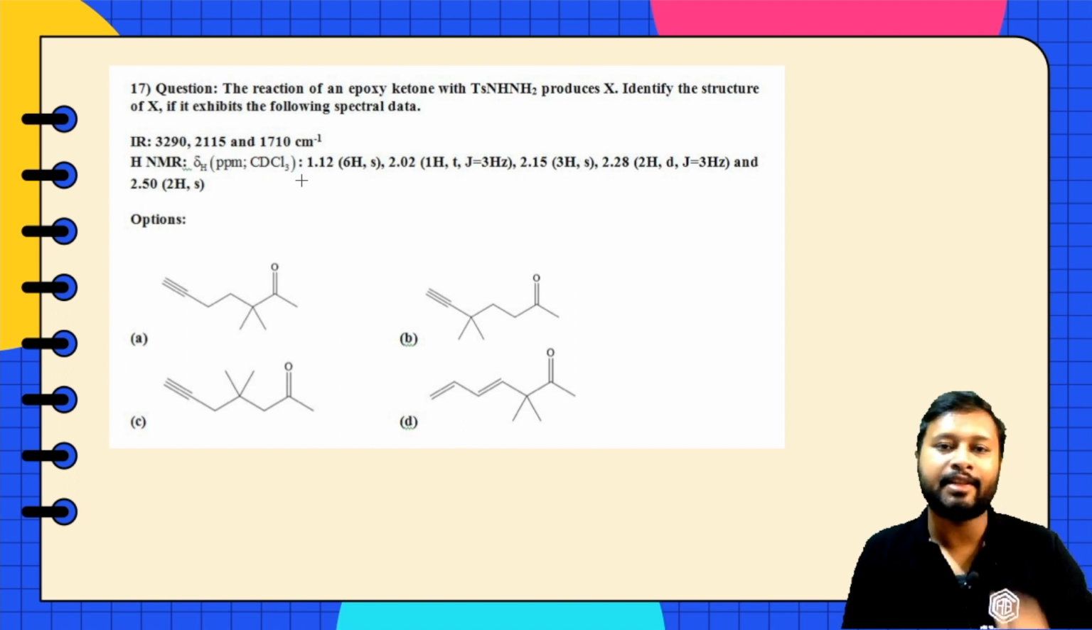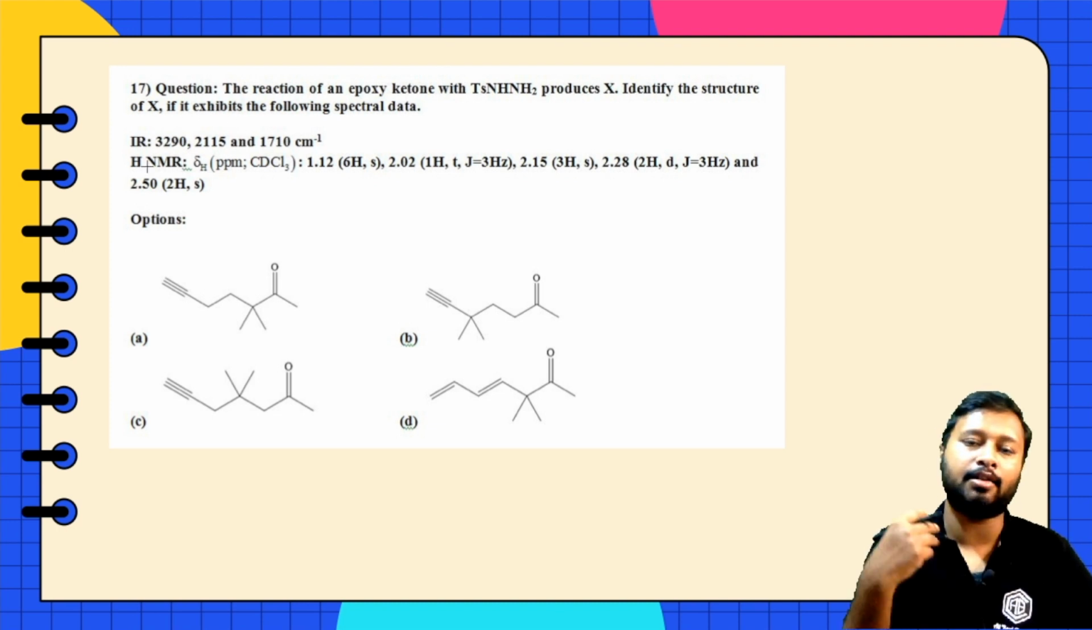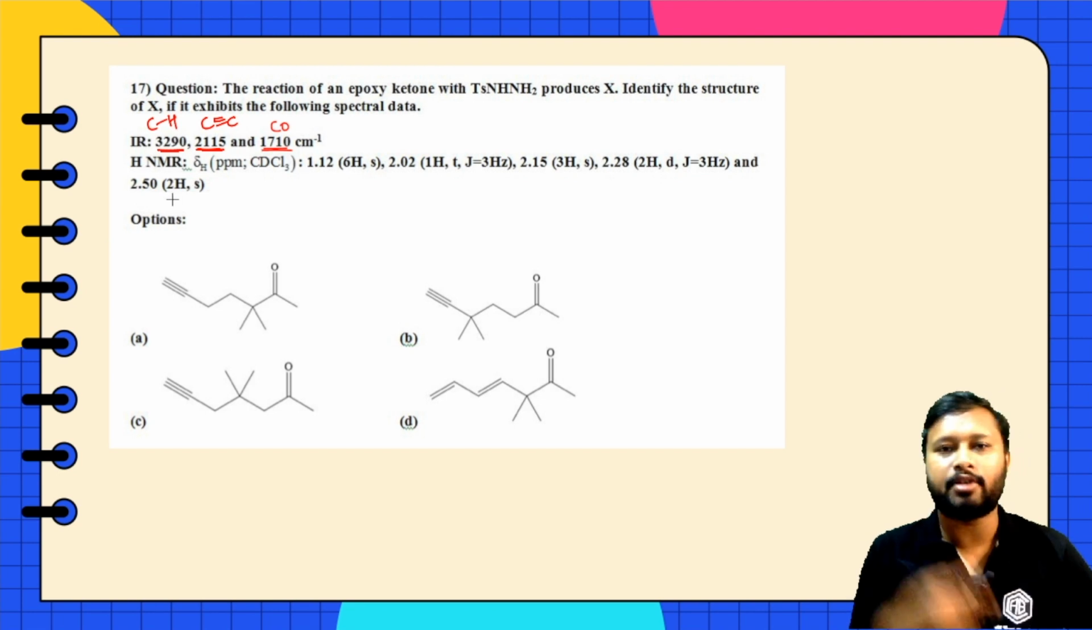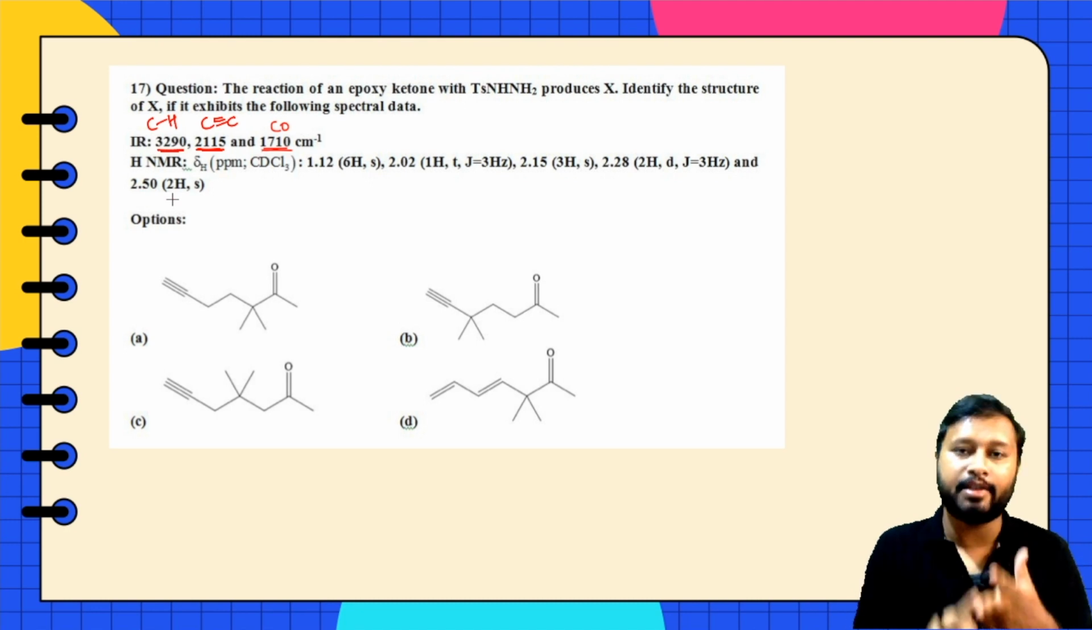Now in this case you will see that there are 3 bands in IR. If you want to identify them, it's pretty simple to do. This one is a carbonyl band, because of the C=O. Now 2115 is the region for C≡C stretching, the alkyne stretching, and 3290 is for C–H stretching. Around 3300 the peaks you get are because of either OH stretching, CH stretching or NH stretching. Because you don't have OH and NH, of course this will be CH stretching.